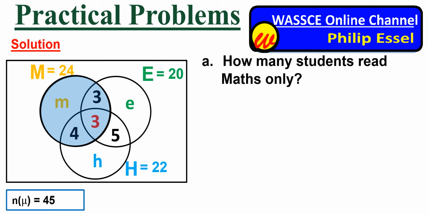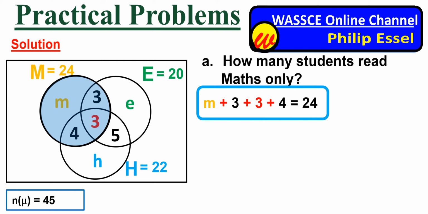The relationship that the variable m has with the bigger M, the set, is now very clear. You realize that the small m plus 4 plus 3 plus 3 is equal to the bigger M, which is 24. So this is the relationship that exists between the small m and the big M. Remember that the big M is equal to 24.